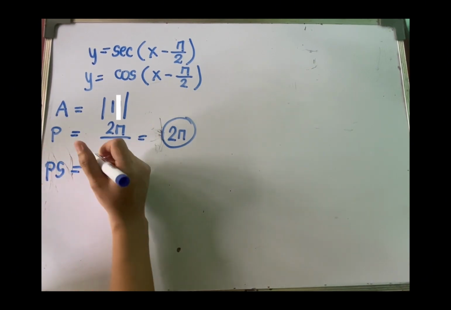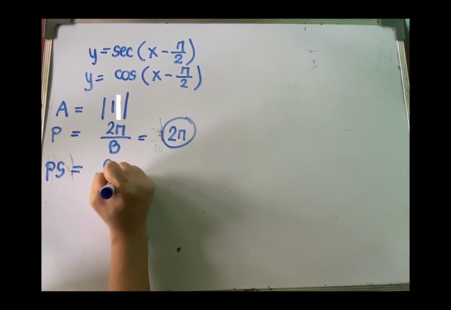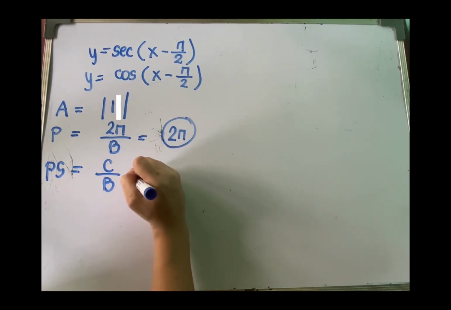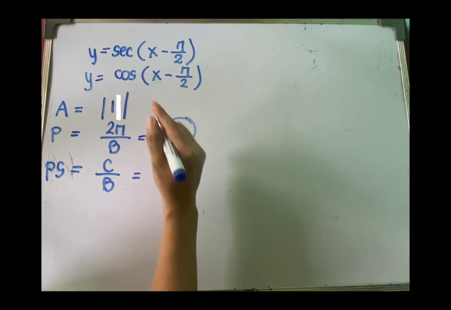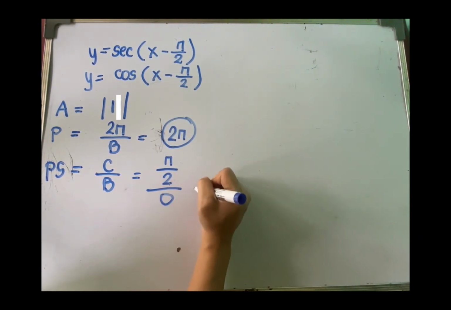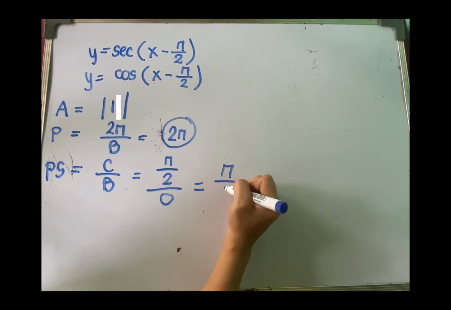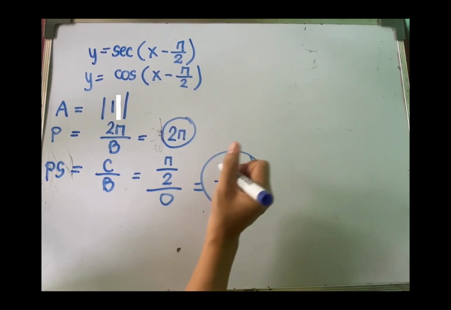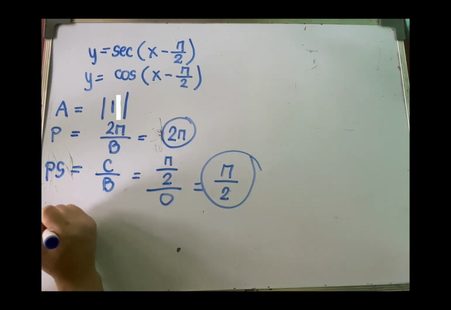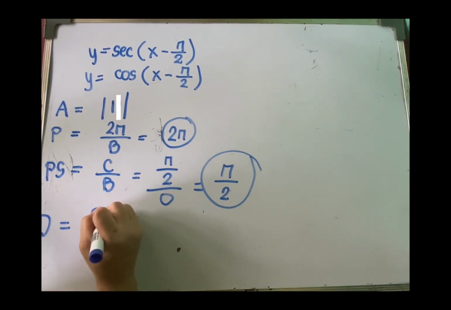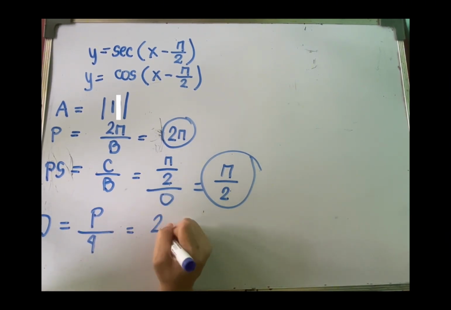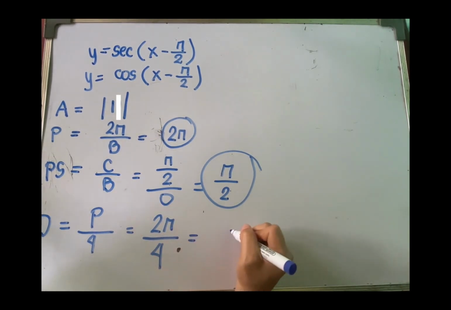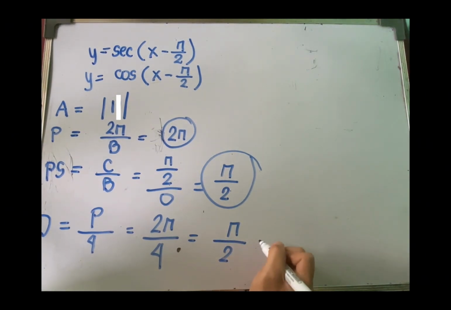For our phase shift, we have c over b. Our c is pi over 2. Since we don't have b, it is 0, so it is equal to pi over 2. And now we have to get our distance for each key point, which is the period over 4. Our period is 2 pi, and 2 pi over 4 is equal to pi over 2.